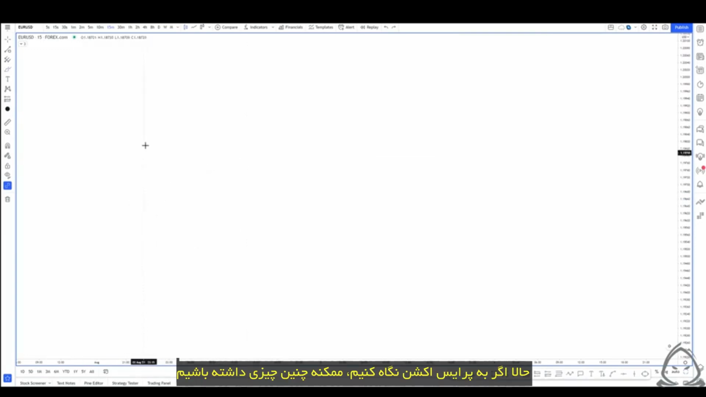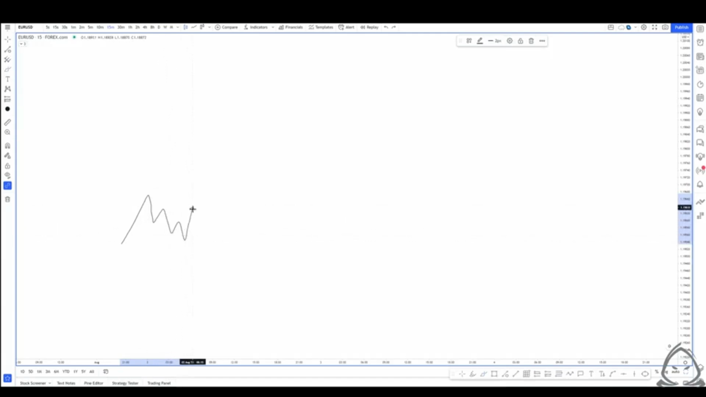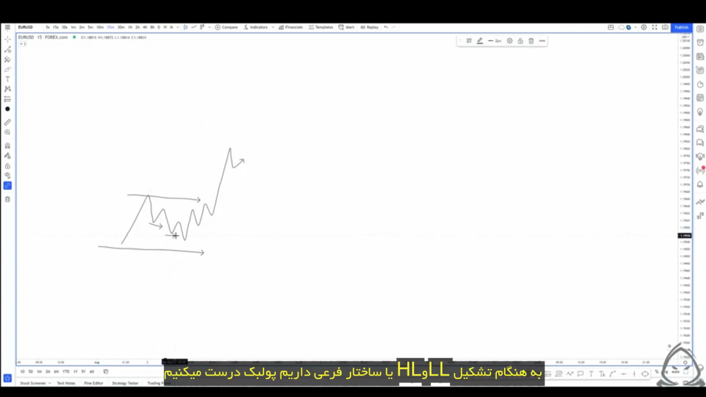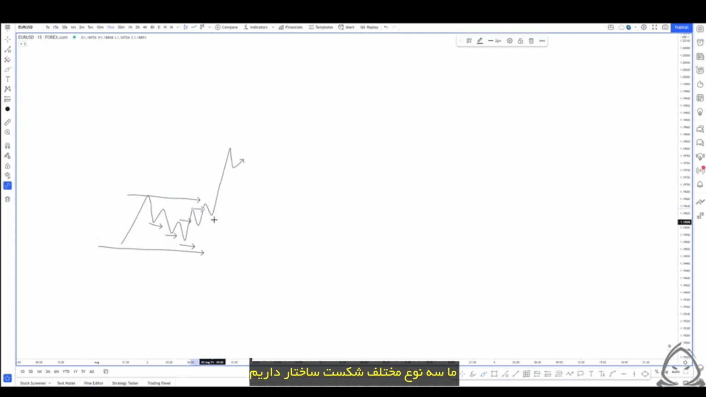Now, what we might also have, if we're looking at price action, is we might have something like this, where price has created a range in swing structure. We're starting to create substructure where we're creating lower lows and lower highs as we create that pullback. And then we switch to minor structure, and now we're breaking structure. Now what we can see is we have a few different points to look at. We have 3 different breaks of structure.